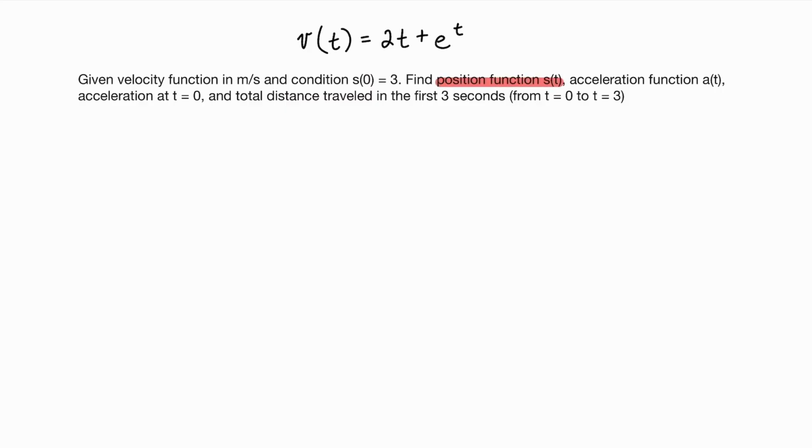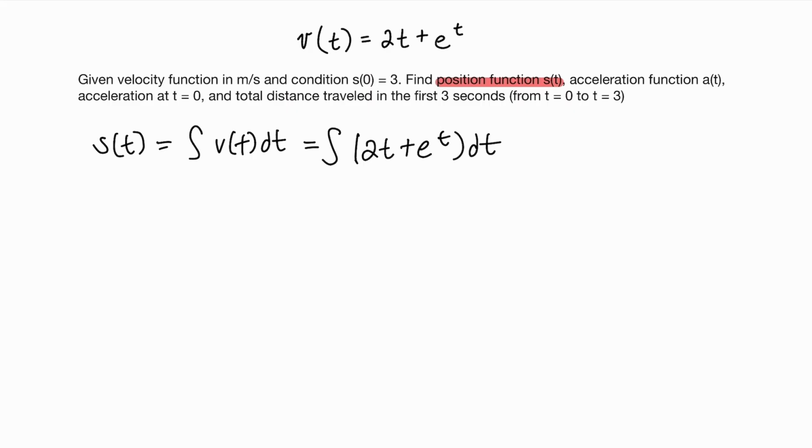And so to find this, we know that the position function equals the integral of the velocity function. So when we plug this in, now what we can do is just take the integral, which will be t squared plus e^t plus a constant. And then to find that constant, we'll use the initial condition that we are given. So s when t equals 0 equals 3. And then using the equation we just found, we can sub that in.